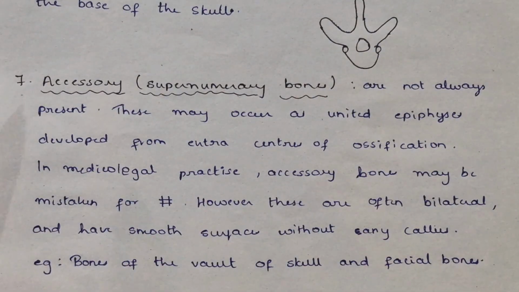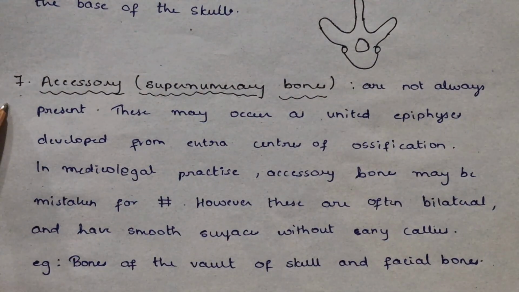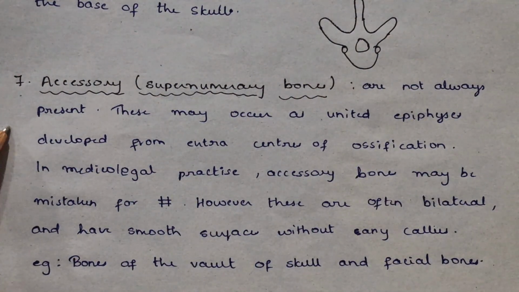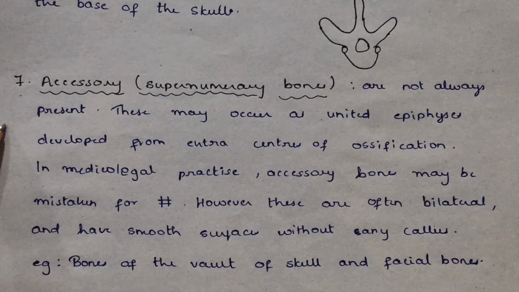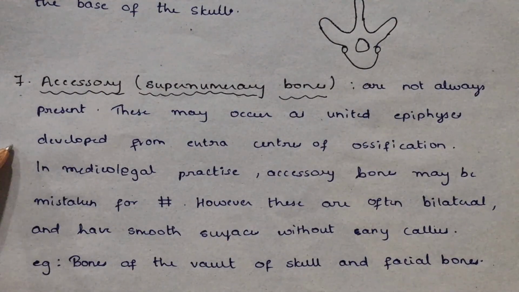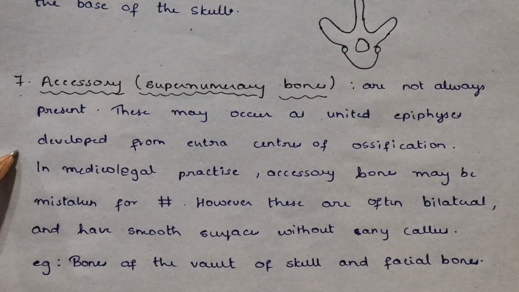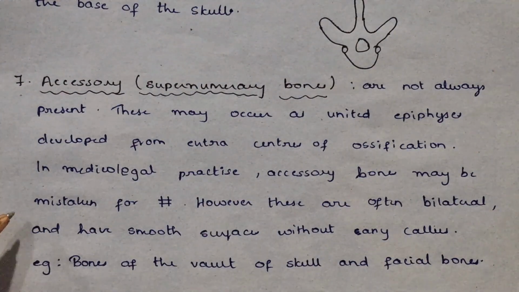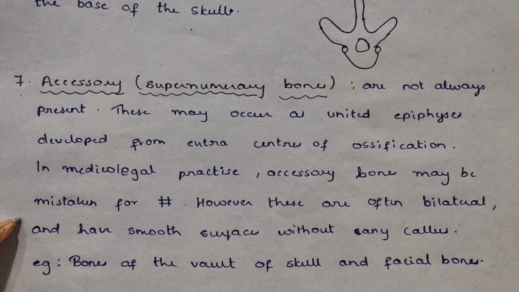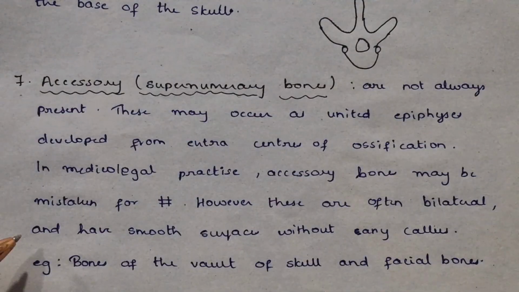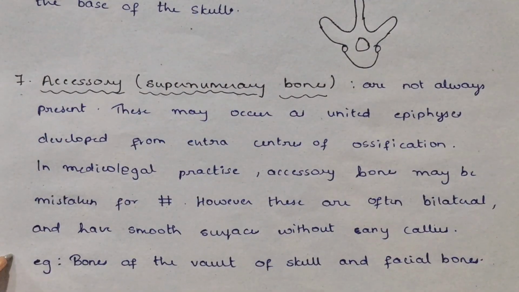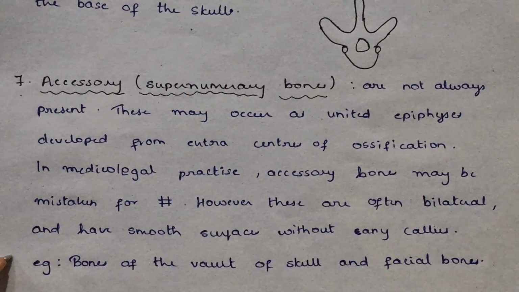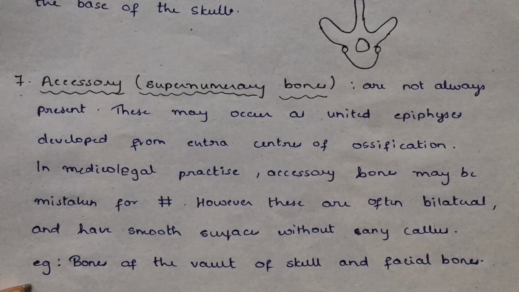The seventh one is accessory or the supernumerary bones. These are not always present. These may occur as united epiphyses developed from extra centers of ossification. In medico-legal practice, accessory bones may be mistaken for fracture. However, these are often bilateral and have smooth surfaces without any callus. For example, bones of the vault of skull and facial bones.